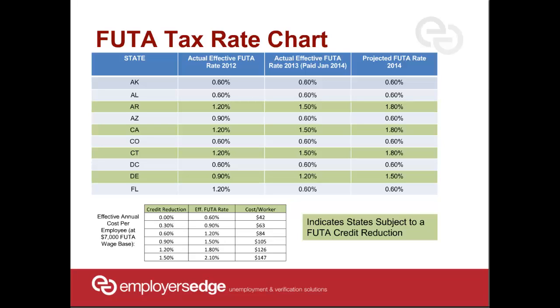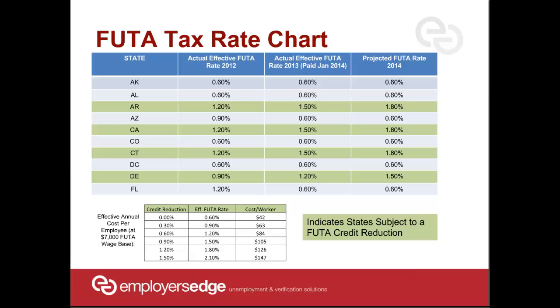But if your state is borrowing for two consecutive years, you lose 0.3% credit. So in other words, instead of getting that 5.4% credit reduction, you'll only get 5.1, or you lose 0.3%, right? And now you're paying $63 per worker.